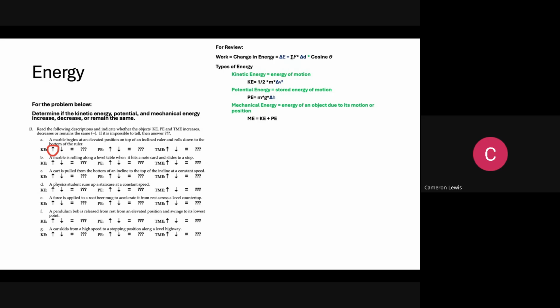Look at the equation. What changed? I don't know. The marble is moving, right? But what also is changing? It's on an elevated position and it rolls to the what? Down. To the where? Ground. The bottom of the ruler, right? So first it's at the top of the ruler, then it moves to the bottom. So what changed?